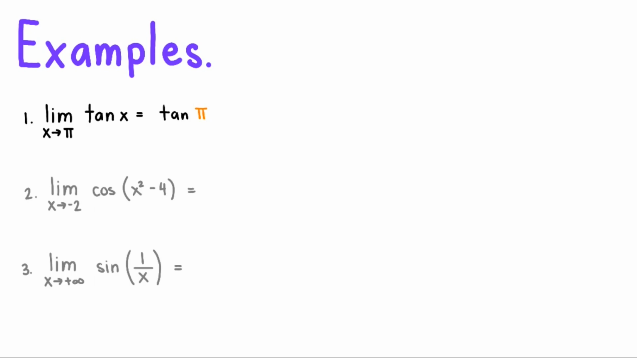But if you don't know, take note that tangent of pi can be expressed as sine pi over cosine of pi. And this one, we know that sine of pi is equal to 0 there, and cosine of pi is equal to -1. So we'll have here 0 over -1, or simply just 0. That answers the first limit.